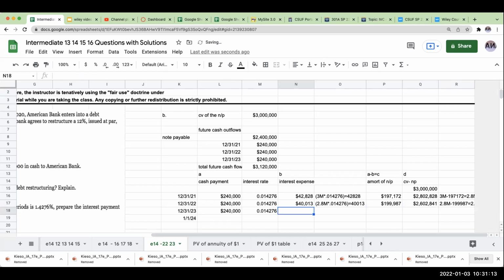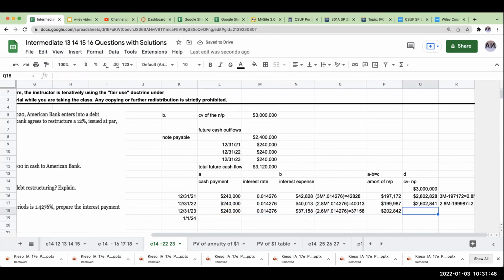And then lastly, let's get over to here. So our last one is going to be the interest rate of 0.014276 times 2,602,000. This over here is going to be 2.6 million times 0.014276, or 37,158. So my amortization of my note payable is going to be right over here at 2 million. Well, I screwed that one up. No, it's going to be A minus B equals C. So this is going to be 240 minus 37,158.